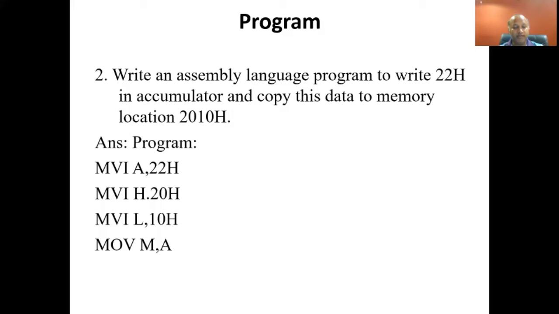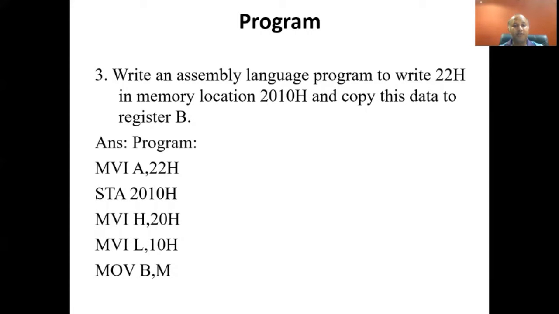So we will do the next last instruction MOV M, A. That means the value of accumulator will be stored in the address specified by the HL register pair. And the address specified by HL register pair is 2010H and the data of accumulator is 22H. So this data 22H gets copied to the address 2010H location.